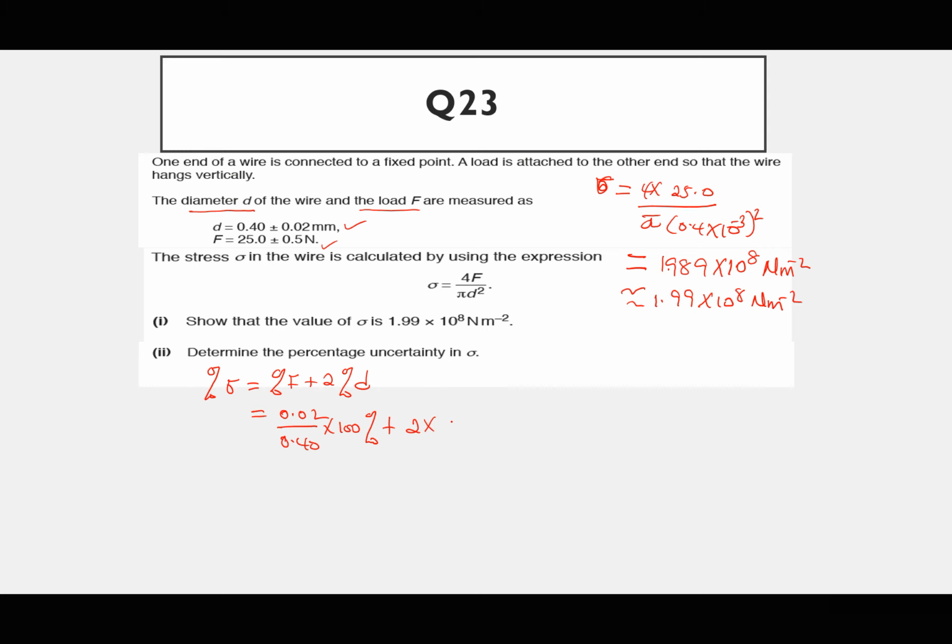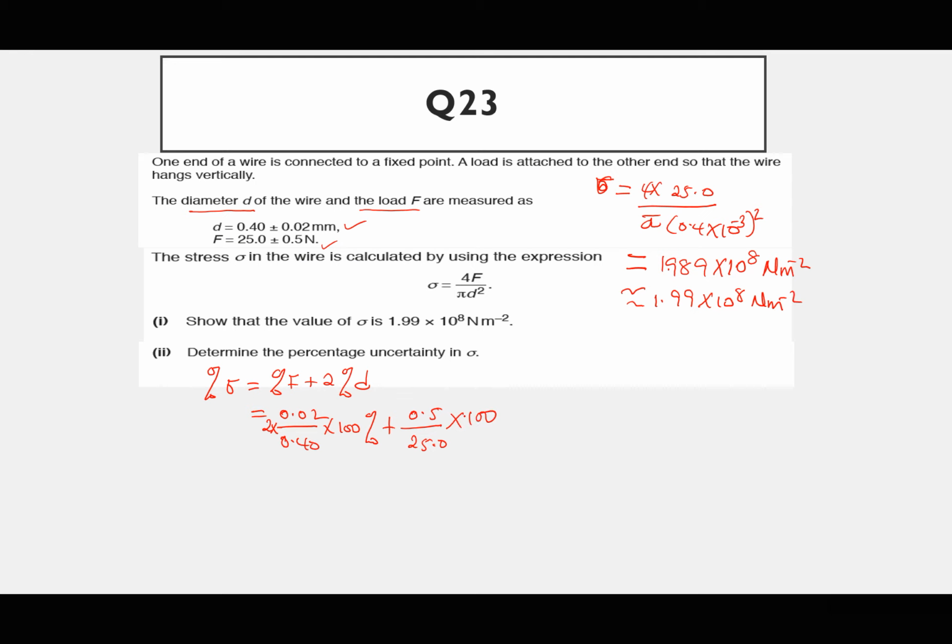Sorry, I mixed them up. This is F, this is D. I'll just multiply this by 2, so that is D. Let me erase this. So D is this one times 2. Then for F it is 0.5 divided by 25.0, then multiply this by 100.